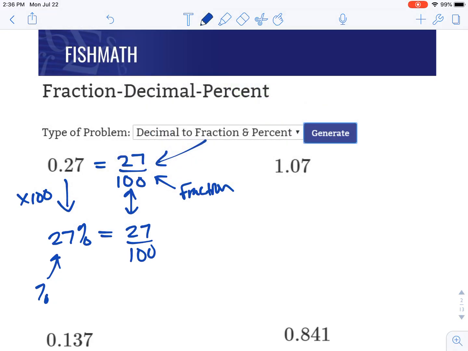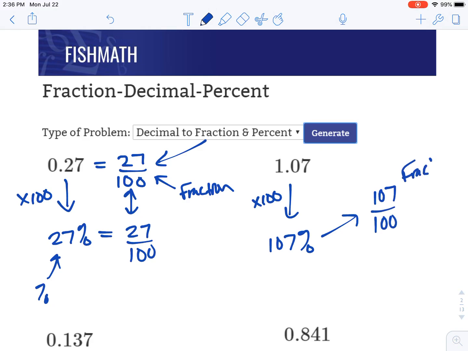For the next one here, to make it a percent, we could do that first. We could do just times 100, and that would be 107%. And then if we know it's 107%, we could say, well, that's out of 100. So it's going to be 107 out of 100, and that's how you can get the fraction given a percent. You could go in that direction as well.